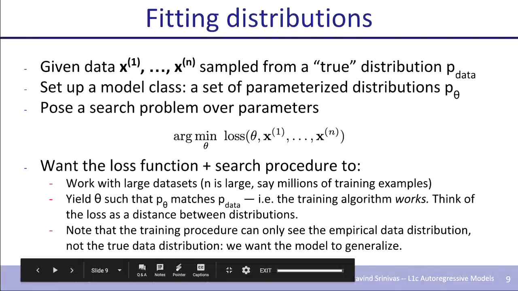And we want this algorithm to work. What does that mean? That means that after you run it, the theta that you get out matches the data distribution. So we have to somehow define this distance between distributions. And one thing we have to keep in mind is that what we actually want is that theta matches the data distribution, but the loss function can only see the data distribution through a finite set of samples. So this is really tricky, because in practice you only see finite data sets. You only see a training set. In other words, you have to worry about generalization. You want the entire data distribution to match for all x, yet you can only see some samples. That's why this is tricky.